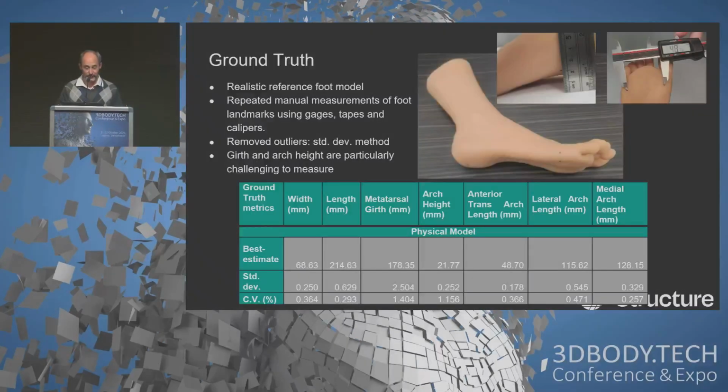How do we do ground truth measurements? We started by using a realistic reference foot model. It's a silicon foot. Taking multiple measurements with calipers and rulers. We did multiple measurements, removed outliers, and we ended up with a best estimate of the ground truth by taking the average of the remaining points.